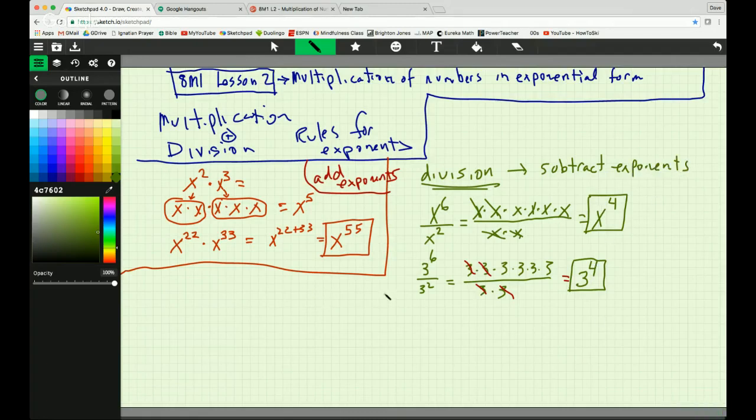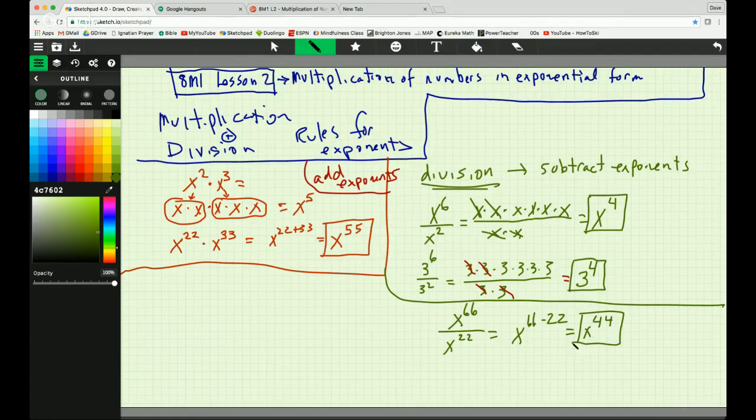Right? Okay. And so we can do very difficult things like, say, x to the 66th over x to the 22nd. And that's just going to be, by using our rule that says we subtract exponents, x to the 66th minus 22, and that equals x to the 44th. So that's kind of the first lesson that I wanted to teach you.